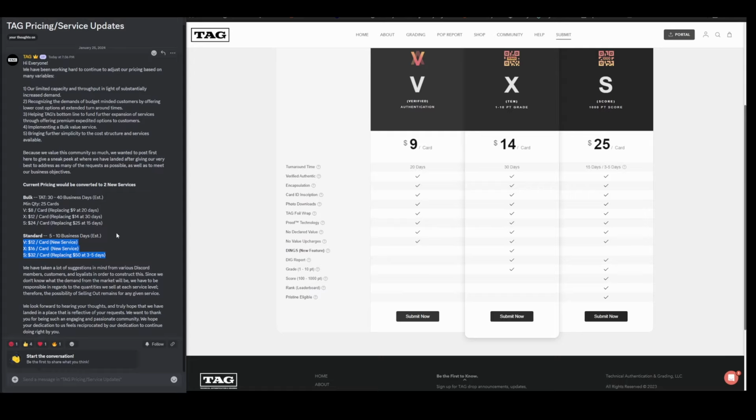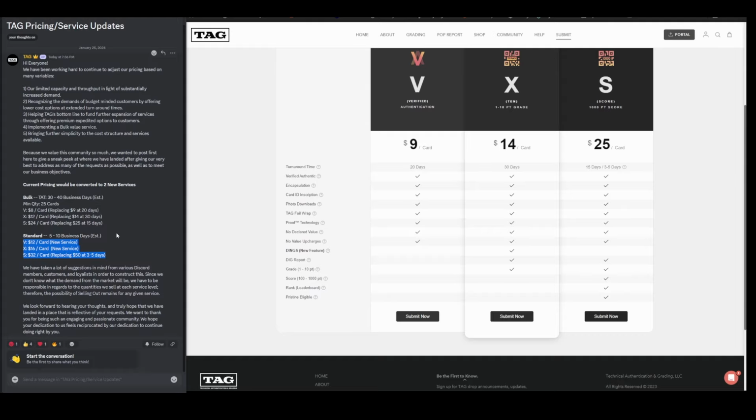The big one, and the one that people seem the most fired up about, is S, which is the 1,000-point scale. It seems like the strongest supporters for Tag really, really like the S submission, the 1,000-point scale. That was what Tag was originally pitched and sold on, and it seems like the thing they are trying to get away from. That is going to be $32 a card, but 3 to 5 business day turnaround time.